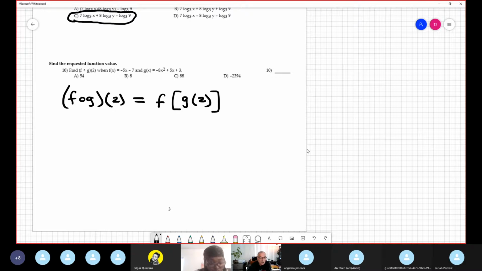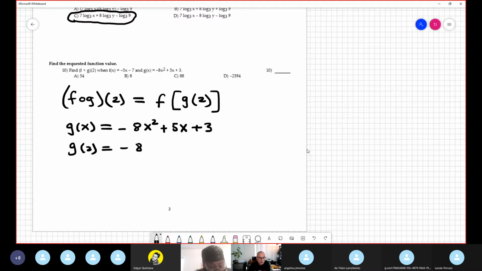So basically, I have G of x. G of x is minus 8x squared plus 5x plus 3. And you evaluate in 2. Wow, let's do it. Minus 8 times 2 squared plus 5 times 2 plus 3.